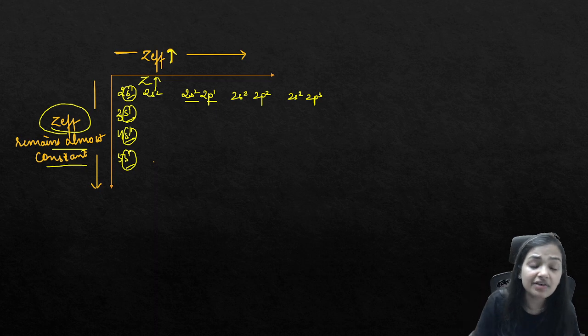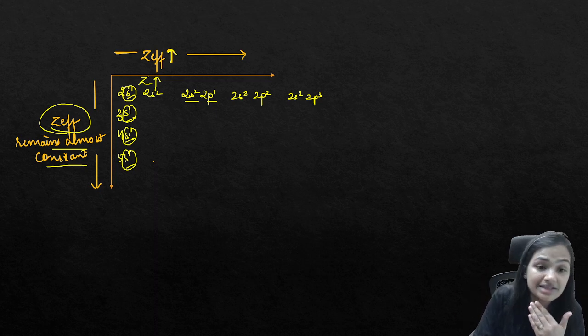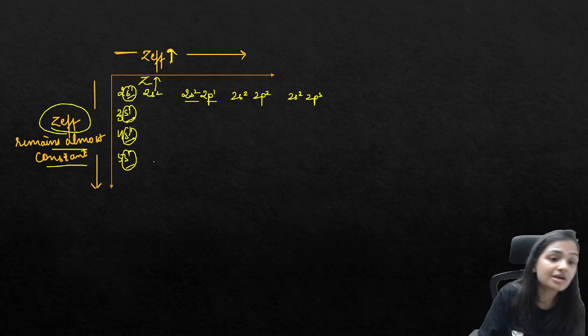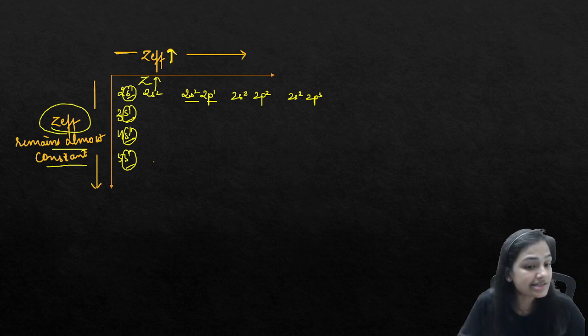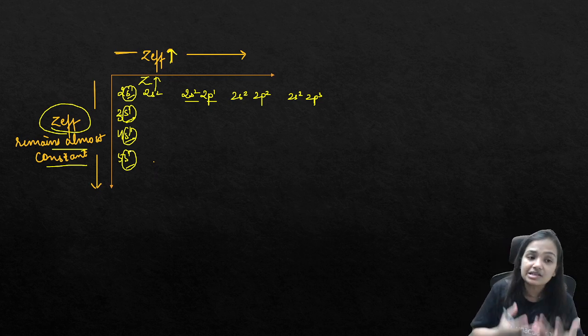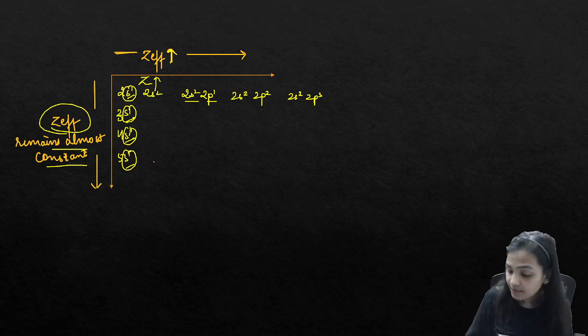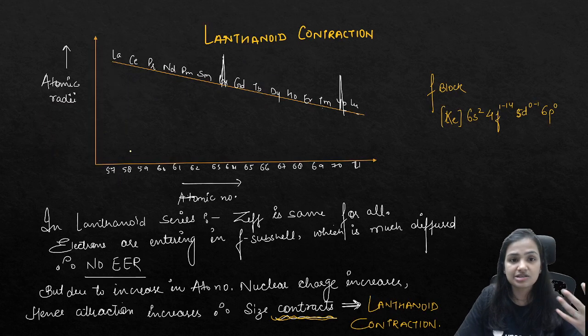in the shielding effect, it will remain the same, and if the shielding effect remains the same, the Z effective will remain the same. So there will be no change in the Z effective values because the orbital remains the same. The number of electrons present in the orbital remains the same. Got my point? So when you are moving from top to bottom, the Z effective almost remains constant.